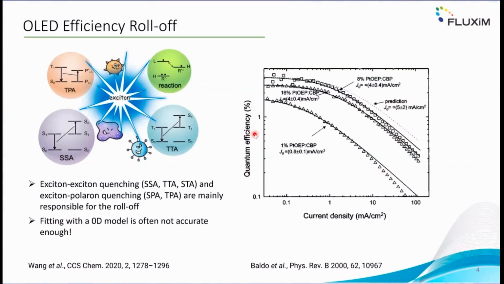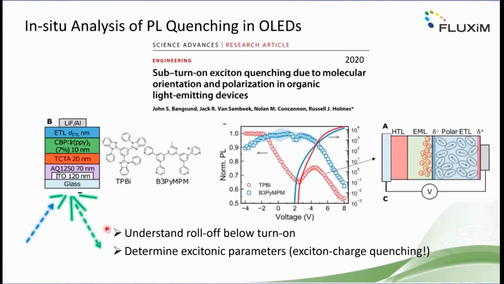Quite often, for describing these behaviors, one has used zero-dimensional rate equation models, which gives good guidance. However, we think it's better to resolve the OLED in its one-dimensional cross section, and to better understand where exactly this roll-off is coming from.